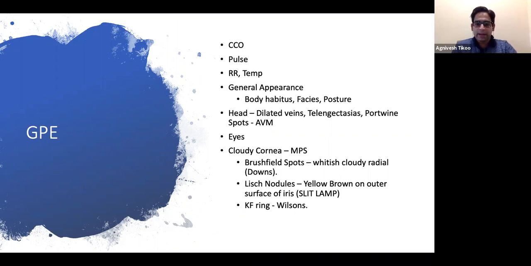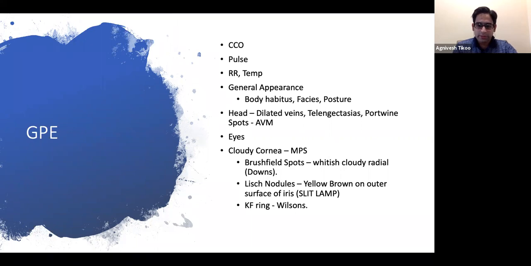Then again, dilated veins, if you have port-wine spots, they may suggest some arteriovenous malformation. Eyes, especially cornea: if the cornea is cloudy and the patient is having multiple limb deformities or spinal deformities, you should consider a mucopolysaccharidosis. You may get a neurofibromatosis patient as a spot case in the exam, and they may ask you about Lisch nodules.